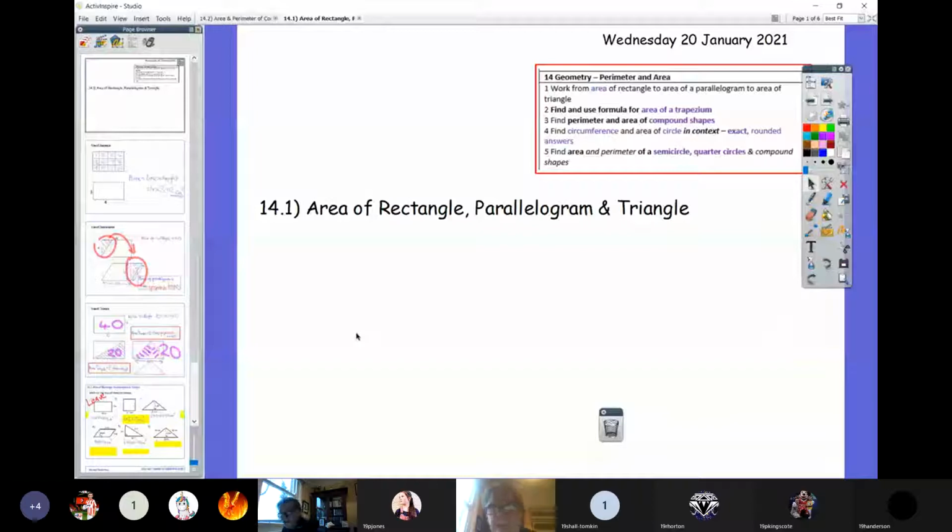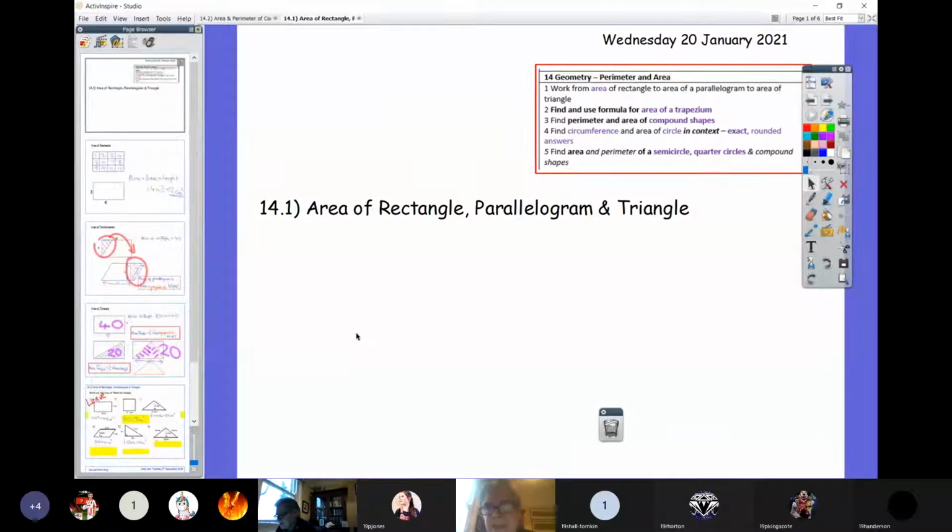If you just look up at the red rectangle, I'll show you the various bits and pieces we're moving on to. So 14.1 is we've got to work out area of rectangle, area of triangle, and area of parallelogram. We're going to do 2 and 3 in the alternative order. We're going to swap those over.